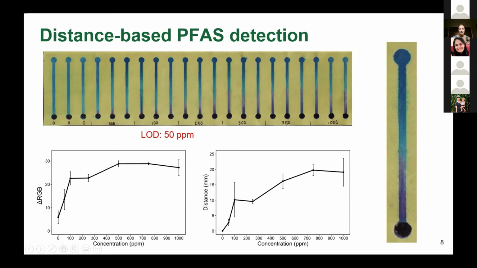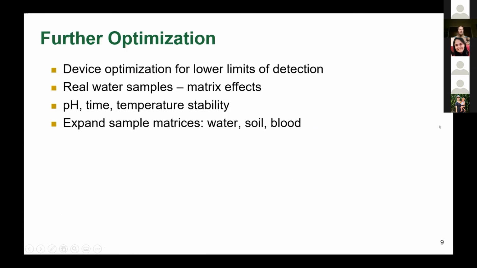So unfortunately, I wasn't able to get a lot of lab time in due to our lab being shut down for COVID. So there's still a lot of work to be done here. First, the big thing is to optimize the device for lower limits of detection, to reduce it down to the part per billion level, ideally. Real water samples is also next. There's a lot of matrix effects. I've been focusing on drinking water because it's a relatively clean sample, we'll call it.